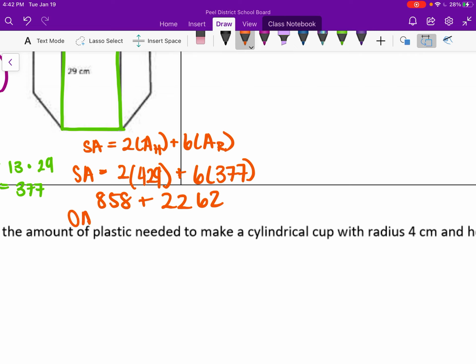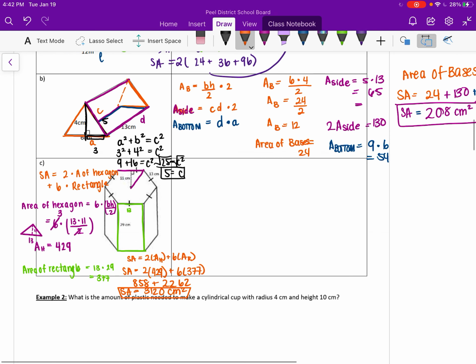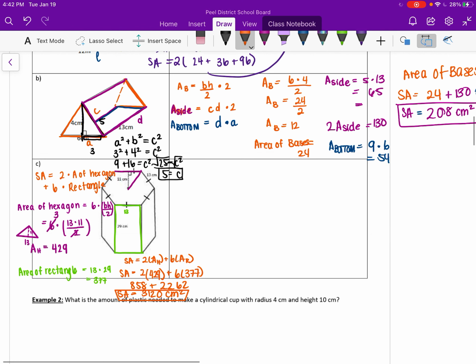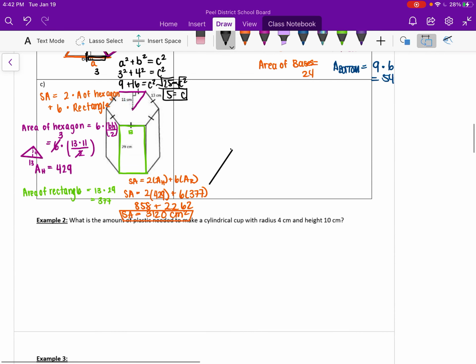So my surface area is equal to 3120 centimeters squared. And that's my surface area. Oh, I had so much space to do that. I don't know why I did it this way, but you know what I mean. I just wanted to make things apparently harder for myself.